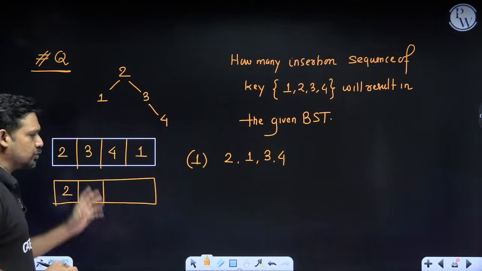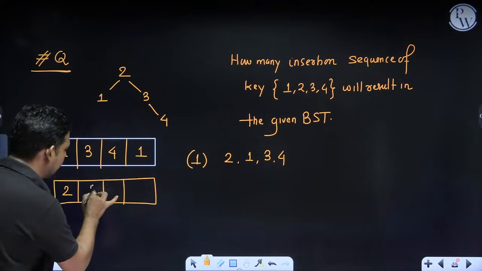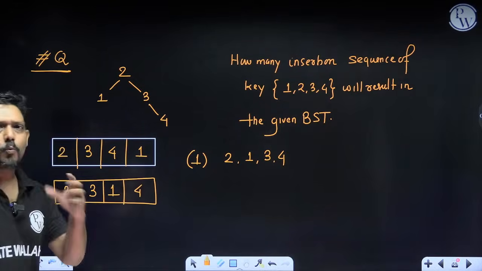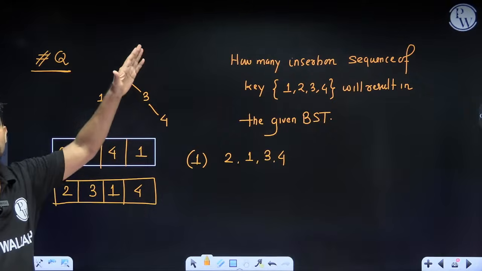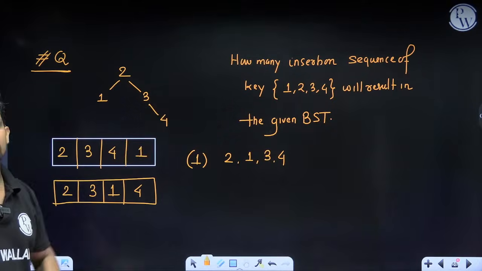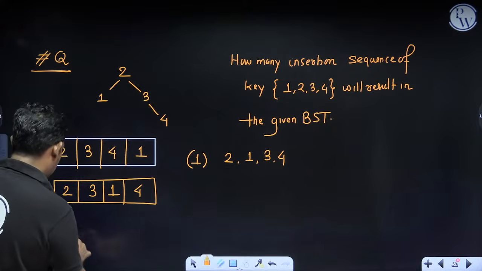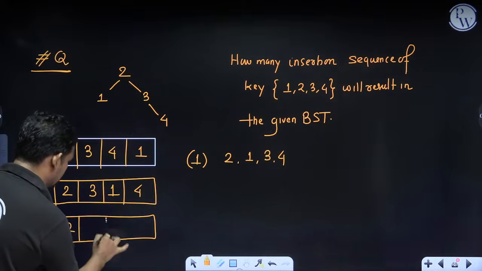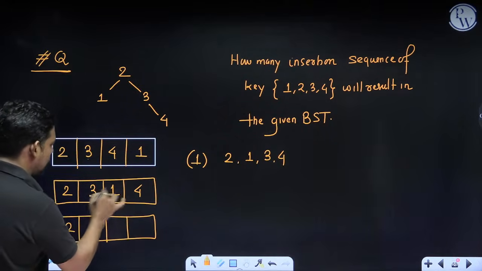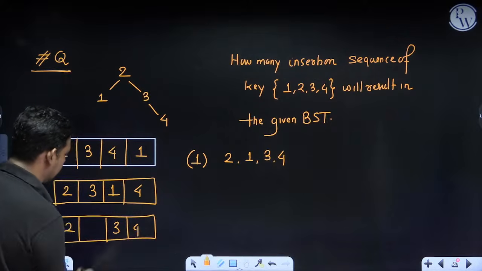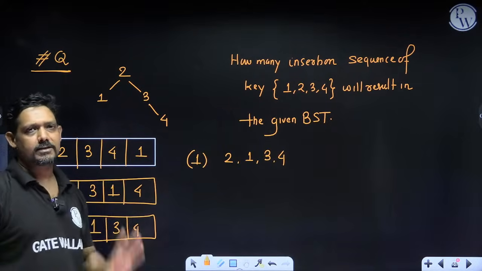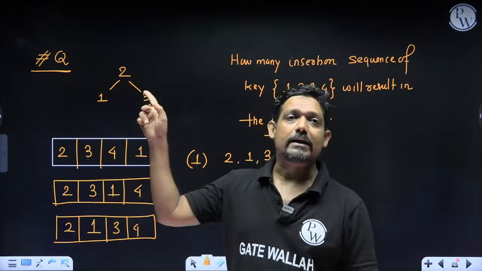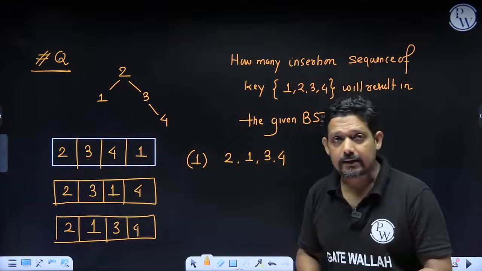2 is the first one. I can write 3 and 4 over here and insert 1 in the middle. Why can I insert 1 in the middle? Because 1 will go to the left and 3 and 4 will go to the right. Another sequence is 2, then 3, 4, and 1 can be inserted over here. That is my sequence. Only 3 sequences are possible that will result in this particular tree.